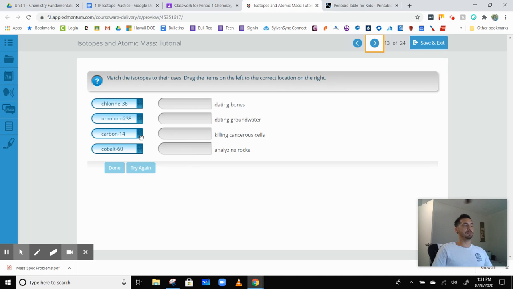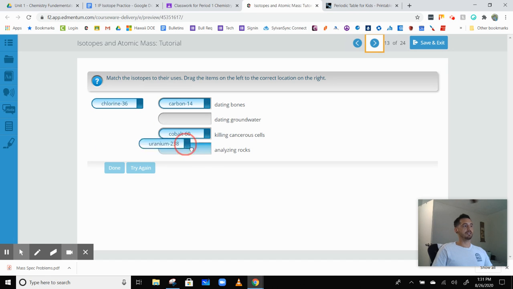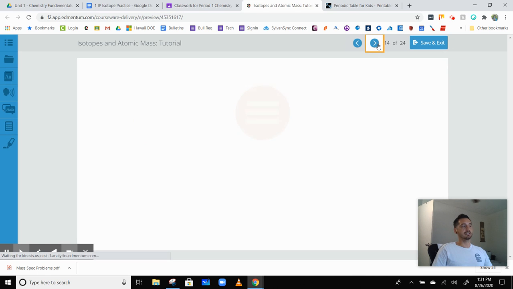So dating bones. Bones are typically dated using carbon-14. Killing cancerous cells, I believe, is your cobalt. Analyzing rocks, uranium, and groundwater is chlorine. You should be able to get that from the tutorial.